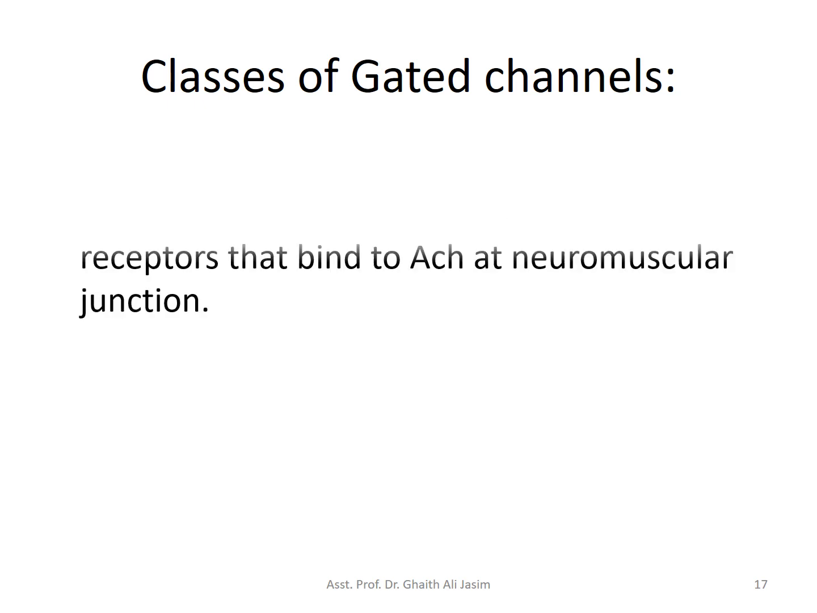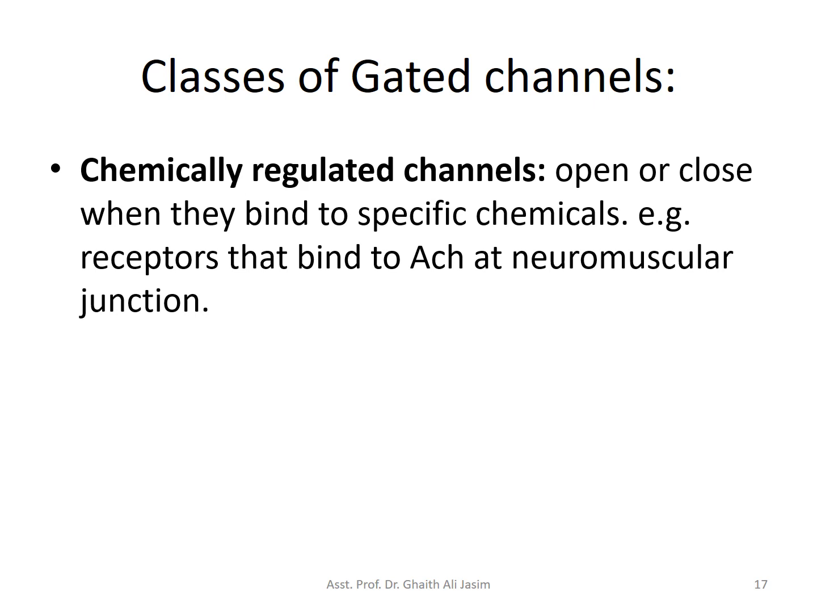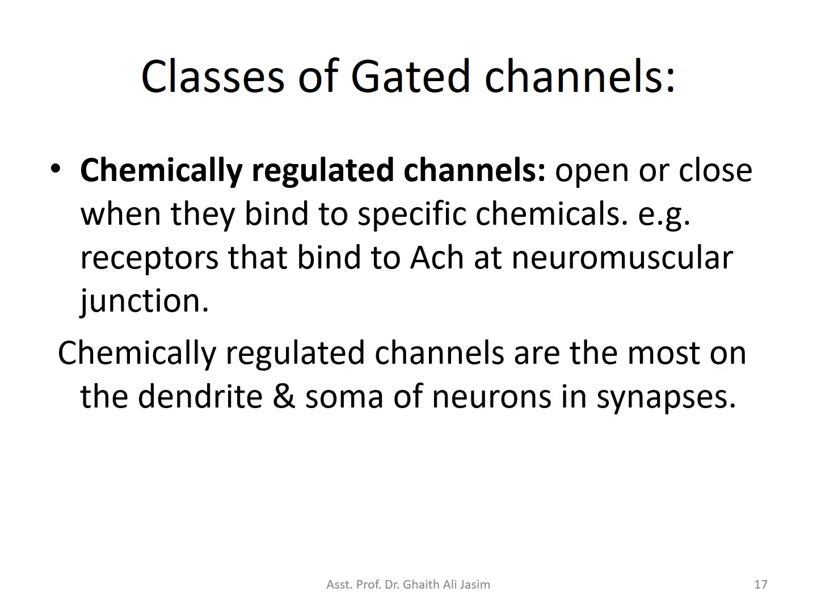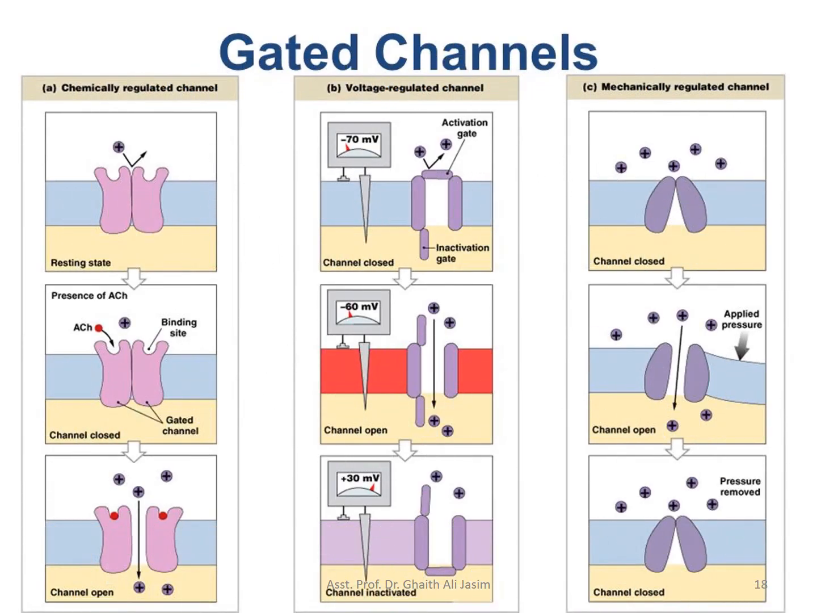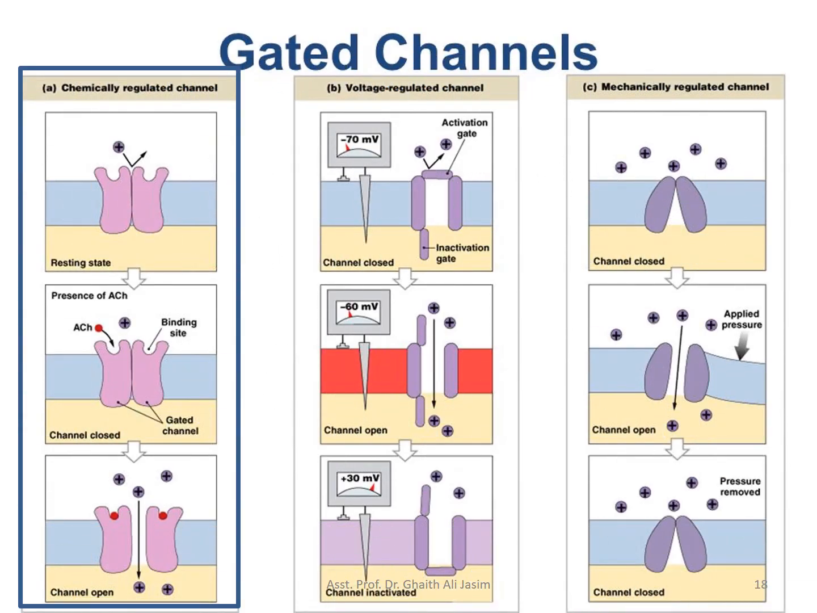Classes of gated channels. Chemically regulated channels open or close when they bind to a specific chemical, for example, receptors that bind to ACh, acetylcholine, at the neuromuscular junction. Chemically regulated channels are most numerous on the dendrites and soma of neurons at synapses. We can see here in this illustration the chemically regulated channel. If it's closed, the ion cannot pass. When the chemical binds to its specific receptor, the channel will open and the ion will pass.